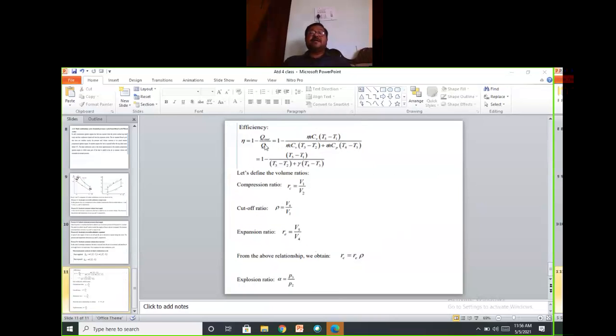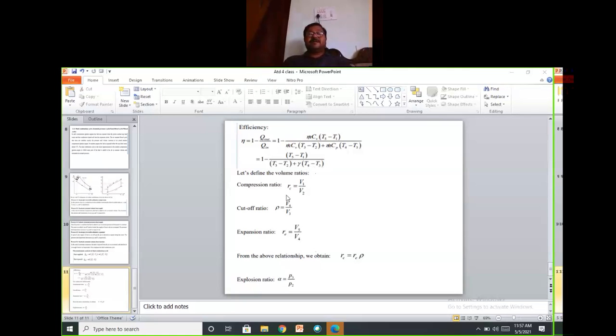The efficiency is 1 minus Q out divided by Q in, that is 1 minus m Cv (T5 minus T1) over the heat supplied. Only one heat rejection is there, and two heat supplies, at constant volume and constant pressure. After simplification, you will get 1 minus (T5 minus T1) divided by (T3 minus T2) plus gamma (T4 minus T3). Like this, the thermal efficiency is obtained.